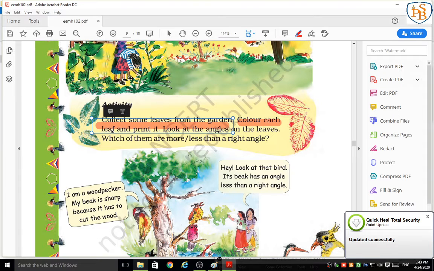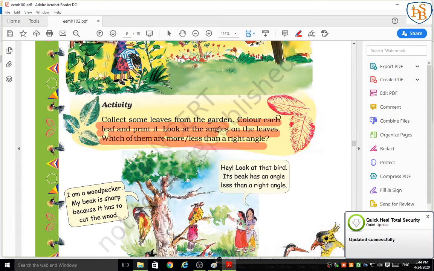Color each leaf and print it. You have to color. First collect some leaves, then color it and print it. Look at the angle, print it in your notebook. Okay student? Then look at the angles on the leaves. Which of them are more or less than right angle?